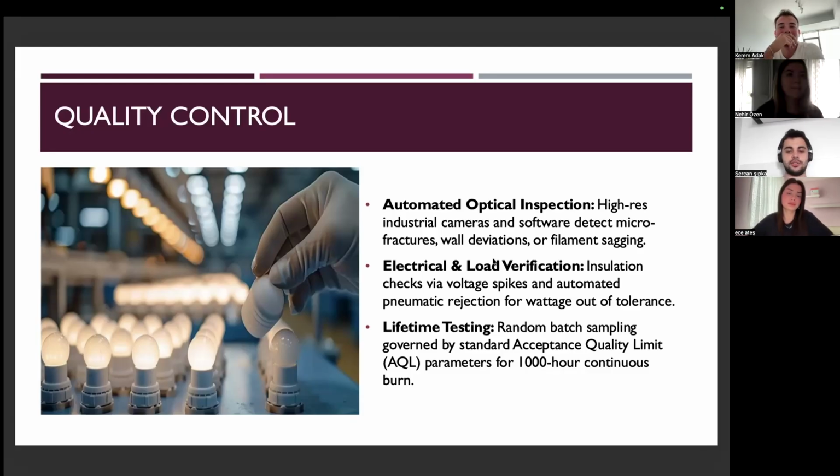Of course, quality control is a huge part of the manufacturing line. As shown in the picture, we use industrial cameras for the automated optical check. This helps us quickly find any small cracks or mistakes on the bulbs. Next, we test the electrical parts to make sure that power levels are correct, and any bad units are automatically rejected from the line. Finally, we take random samples from the batches and test them continuously to see how long they last.